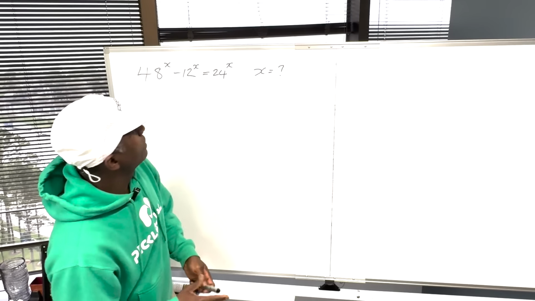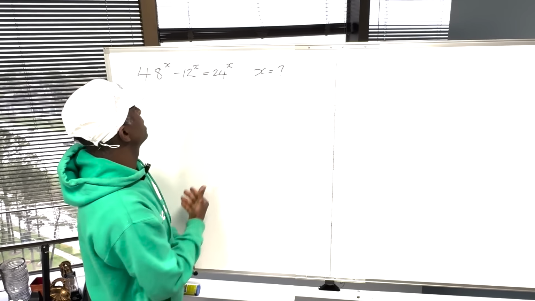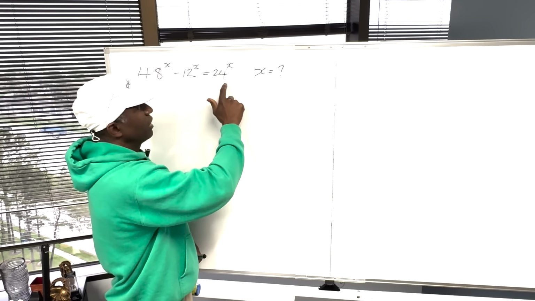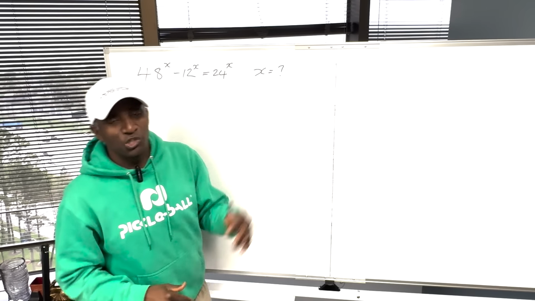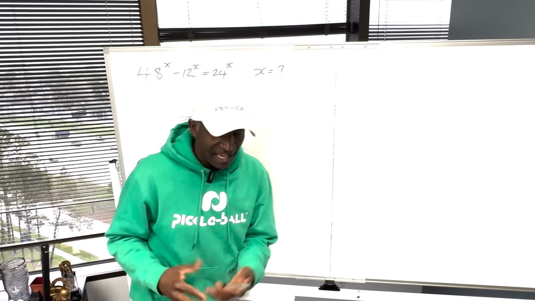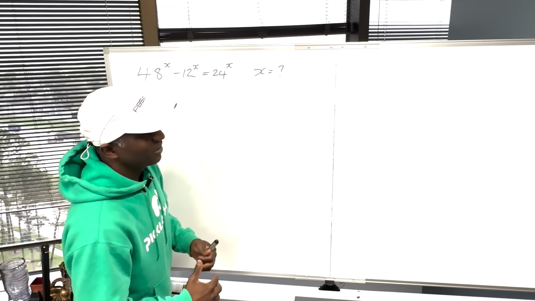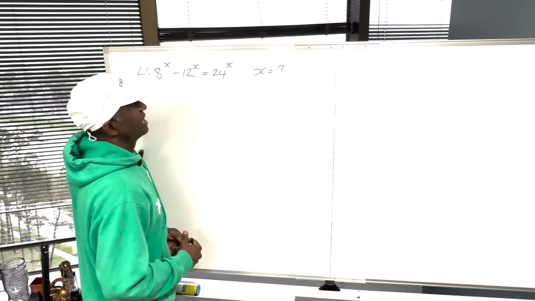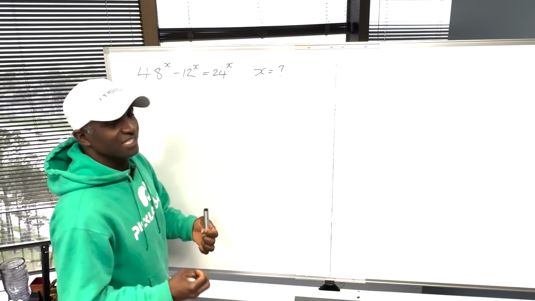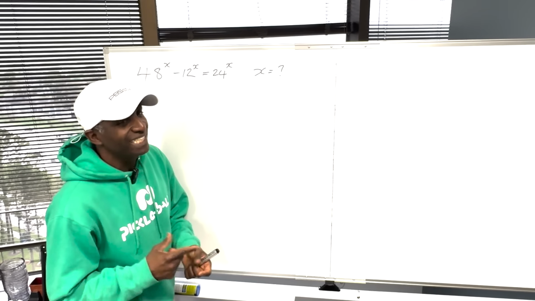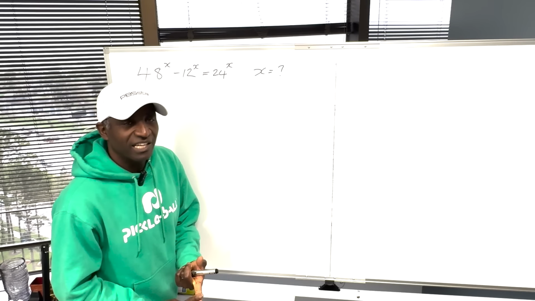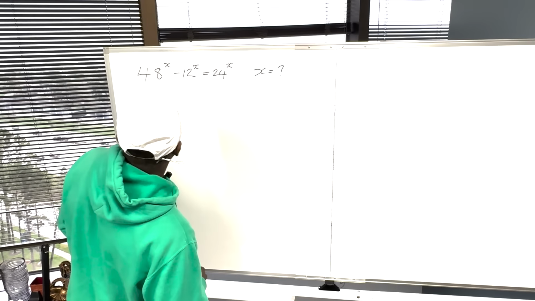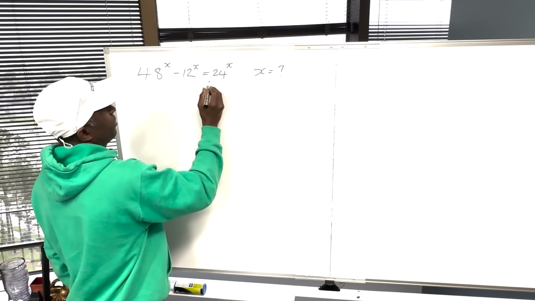Here we are given 48 to the x minus 12 to the x is equal to 24 to the x, and we are asked to solve for x. I love problems like this because they make sure you actually think. All right? We have to use some mathematical ingenuity and some mathematical manipulations. Let's get started. First, we're going to divide everything by 12.